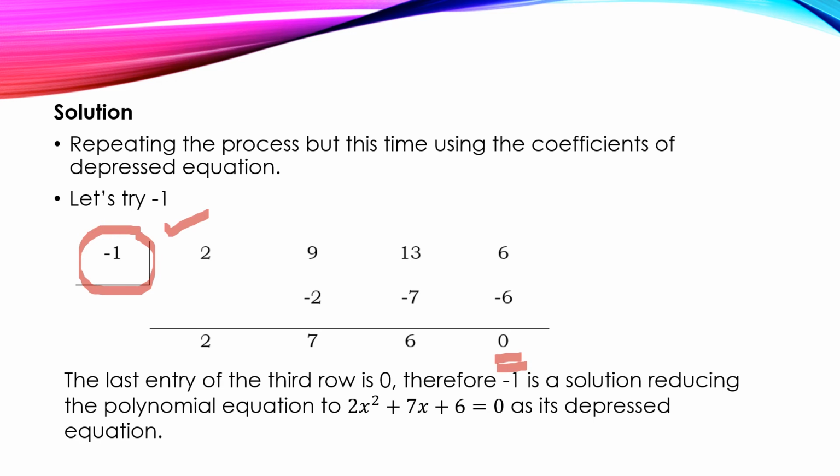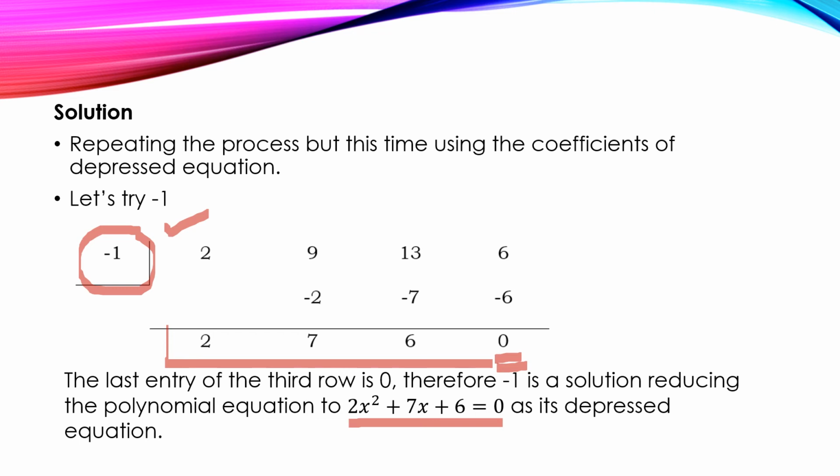Okay? So, again, pag nagsi-synthetic division tayo, nare-reduce natin yung ating equation. So, the reduced equation now, yung depressed equation natin, is 2x squared plus 7x plus 6 is equal to 0. So, ito na ngayon yung gagamitin natin sa next procedure. So, nakakailang solutions na ba tayo, or roots? Okay, very good. Nakakadalawa na tayo. Isang positive 1 at saka isang negative 1.